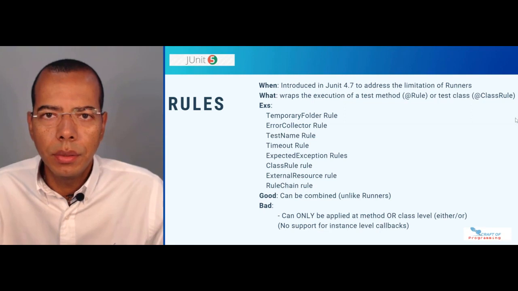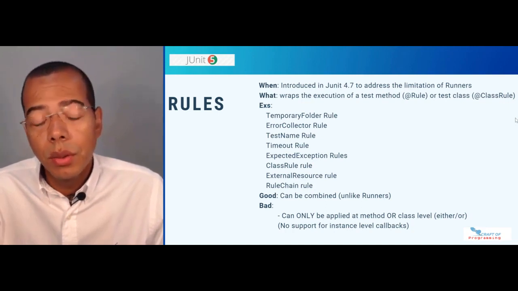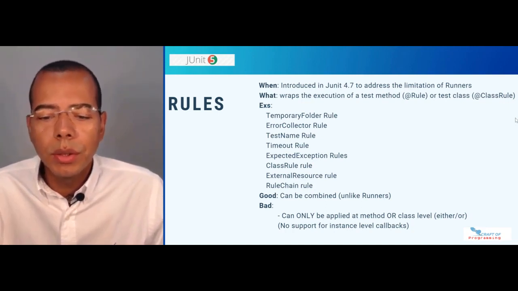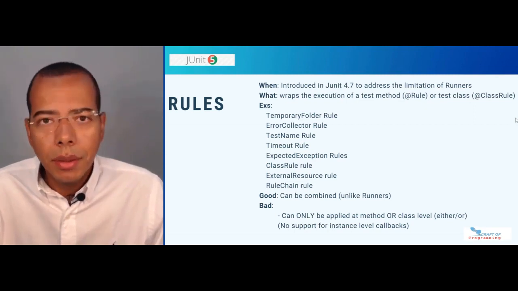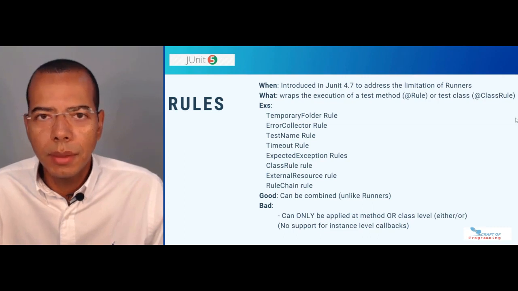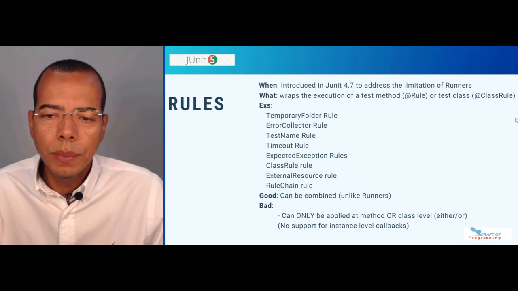And these are covered in this course. I have a lesson on rules. Please refer to that. And one nice thing about rules is that in a single test you could combine more than one rule, unlike the runner. The shortcoming with rules, as you can see, was that you could apply a rule either at a method or at a class level, but not both. So this was a shortcoming of rules.